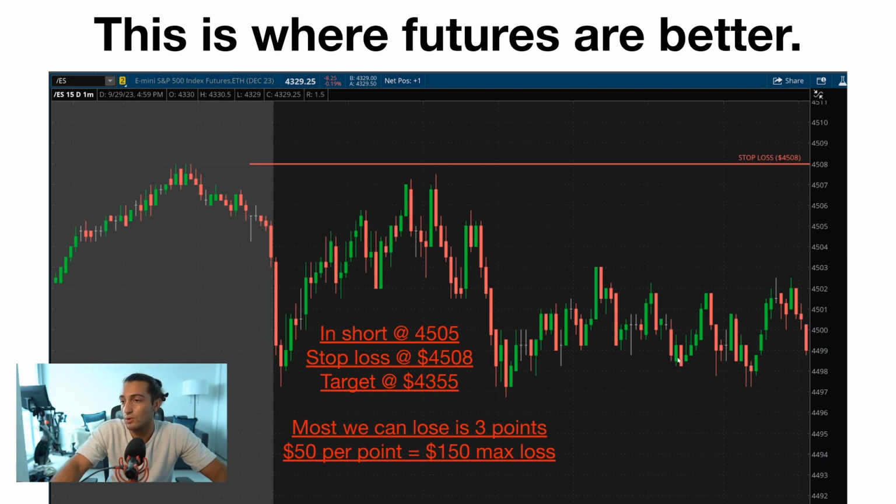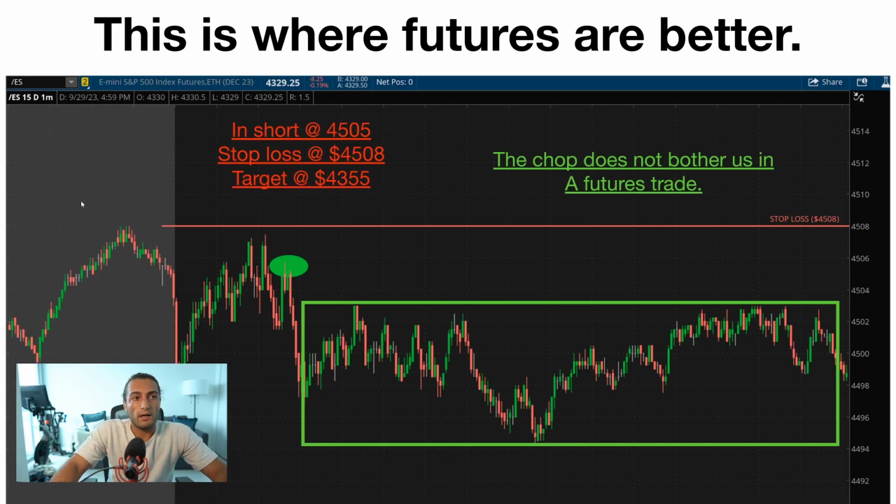In this case, the futures, they're just kind of chopping sideways, right? Spending a lot of time doing a whole lot of nothing, but it's fine because we're short from up here and our stop loss is up here. We're not really affected by all this time being spent doing nothing, right? The time, it doesn't really bother me when I'm in a futures position, right? Because we don't have that time decay like the options do, right? So this chop doesn't really bother me in a futures trade.